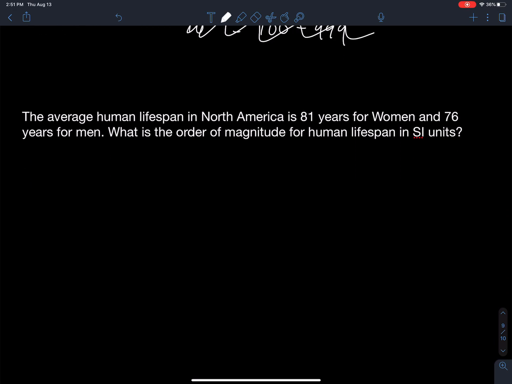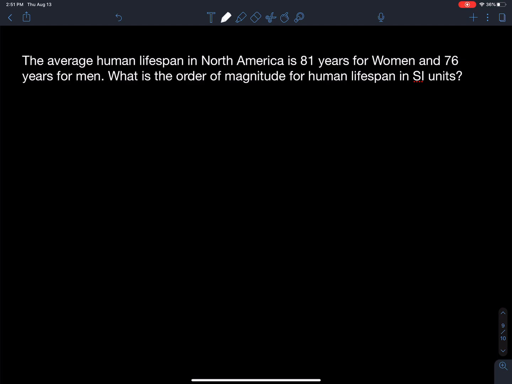Okay, the average human lifespan in North America is 81 years. For women, it's 81. Okay, you're luckier. You get to live 5 years longer than us boys, which is 76 years. What is the order of magnitude for a human lifespan in SI units? See, I want to feel like I'm going to live longer. So if I convert that into SI units, it might help me out. So how would I convert, let's say, 81 years into SI units?